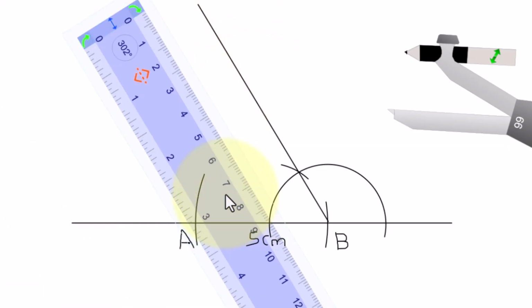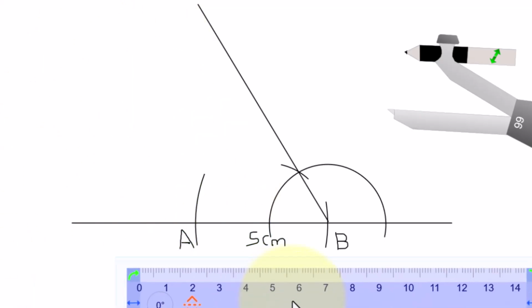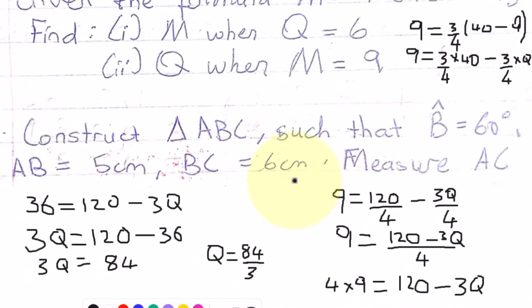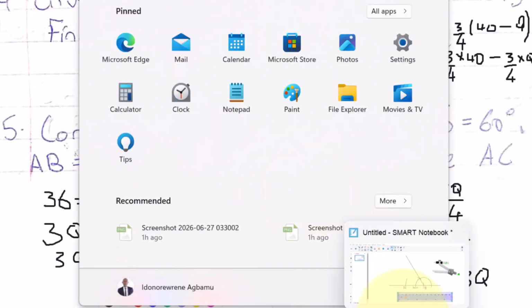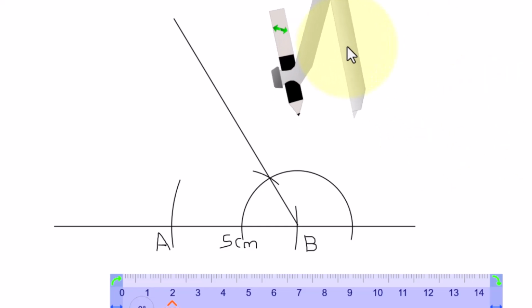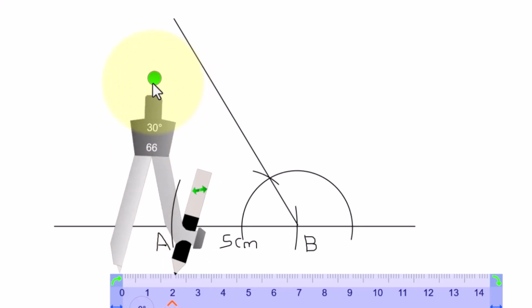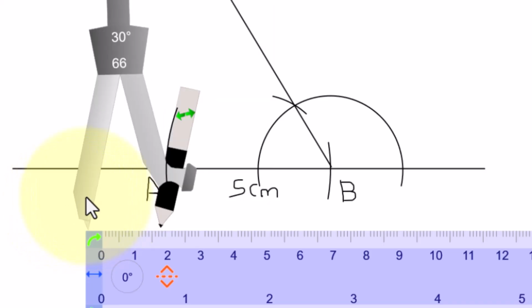Then by the time you finish your angle 60, what next? Carry your ruler, because the question says B to C should be 6 centimeter. So let's go to the drawing again. Then take your compass again. Carry the pin, drop it at 0, the same thing we did that time. Drop the pin at 0. Measure 6.